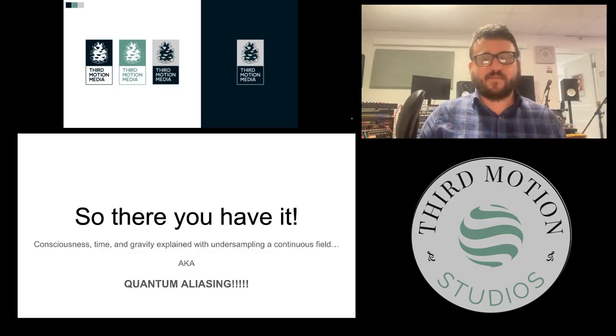Consciousness, time, and gravity explained with undersampling a continuous field, aka quantum aliasing. One of my contributions to science, hopefully.